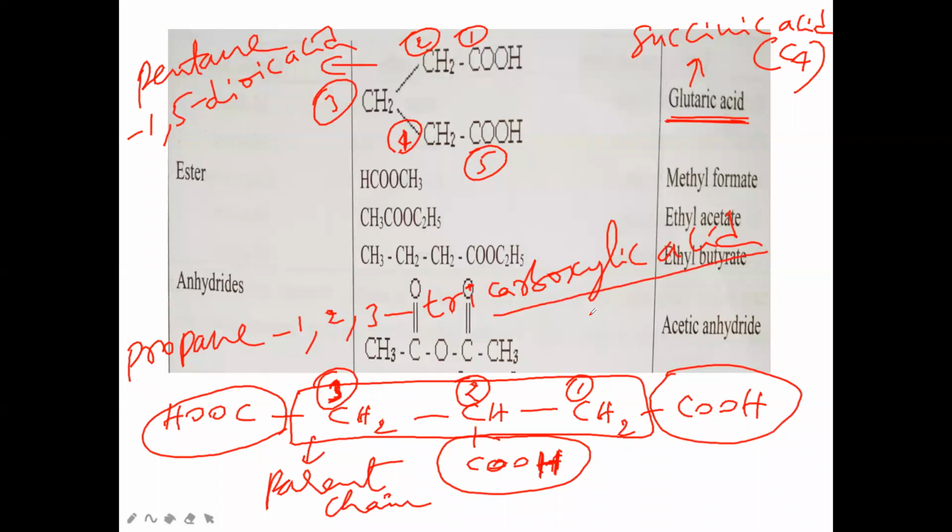The special secondary suffix will be used for COOH groups if more than 2 COOH groups are present. If more than 2 COOH groups are present, the secondary suffix name should be taken as carboxylic acid instead of oic acid. So what is the name of this molecule now? Propane 1, 2, 3 tricarboxylic acid. So keep this point in mind.